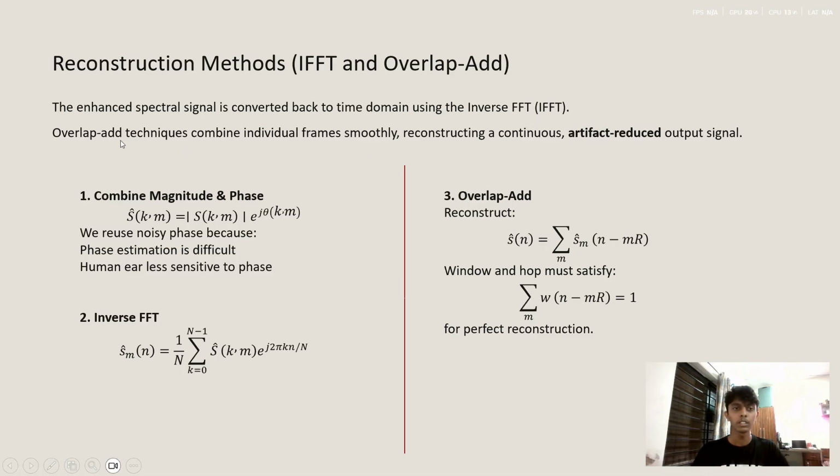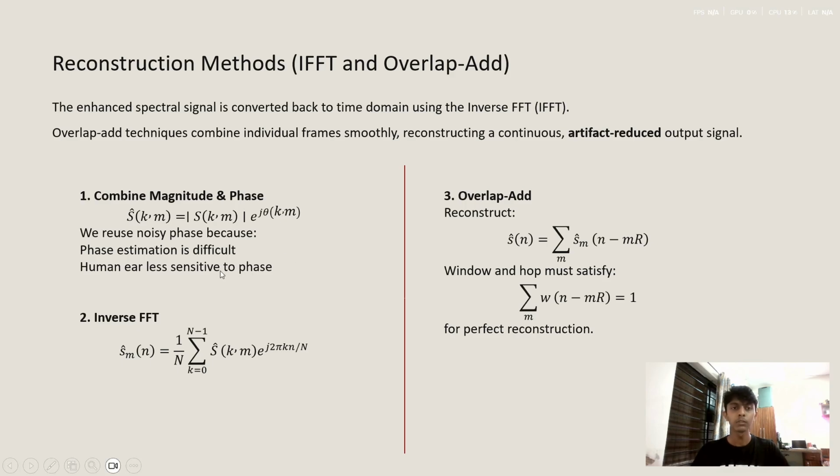Now this overlap, we can say it's kind of similar to the weighing function or the weighing method. So here, we'll combine the magnitude that we found by subtracting the noise, and we'll use the noisy phase itself. And as I said, it's because human ears are really less sensitive to the phase.